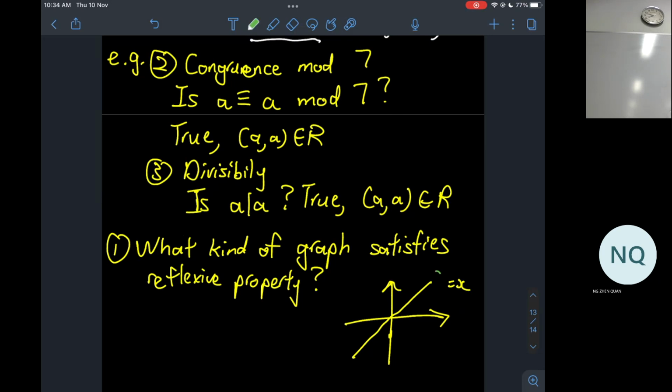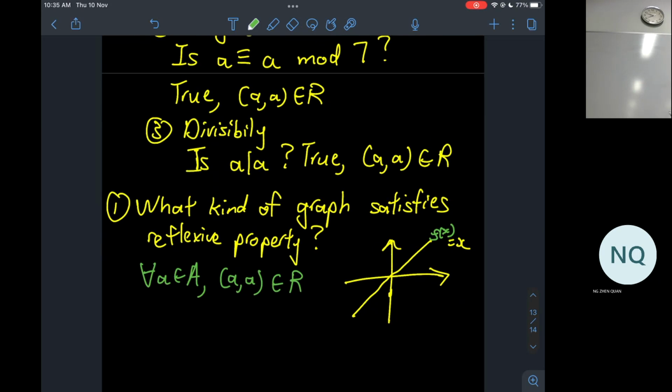So when you think about this, don't stress first. Go and check what the reflexive property is. The reflexive property says that for all a in A, (a, a) is in the relation. So that means f(a) has to be equal to a for all a.